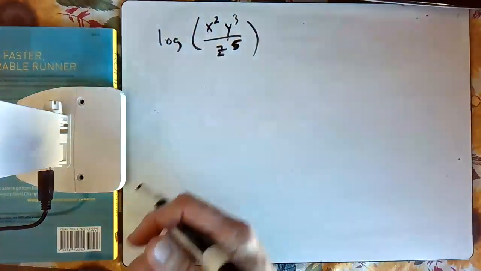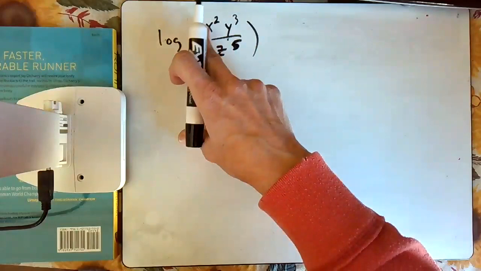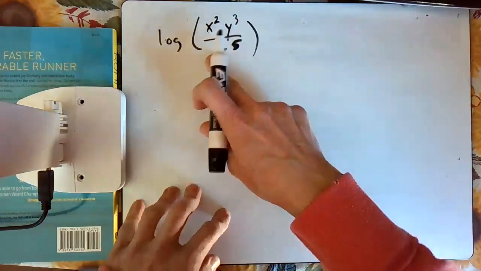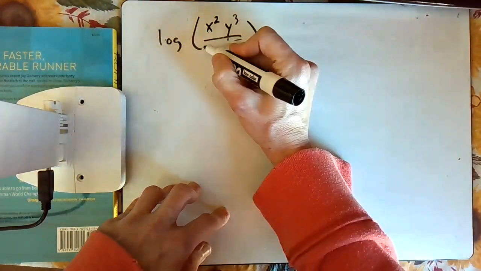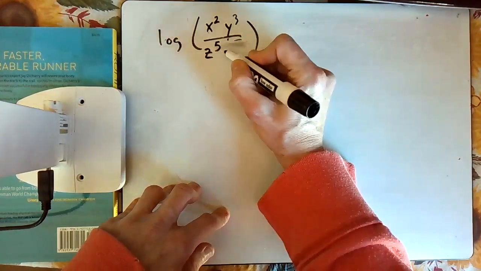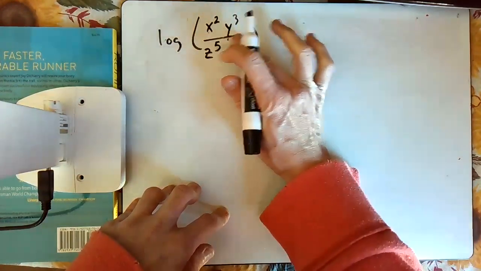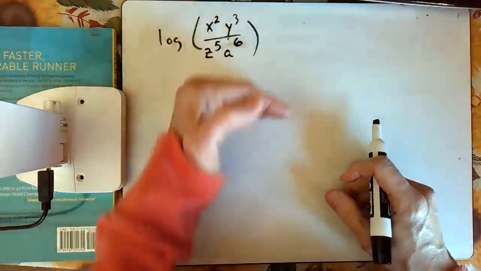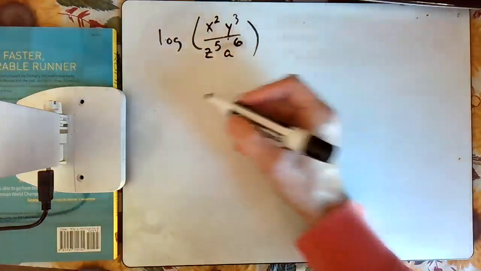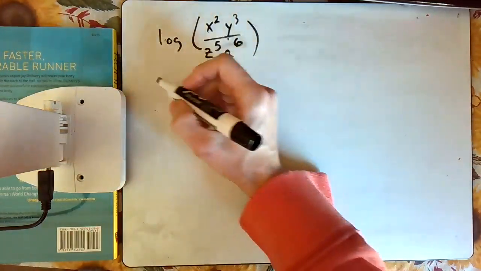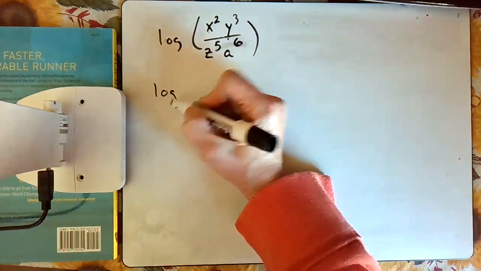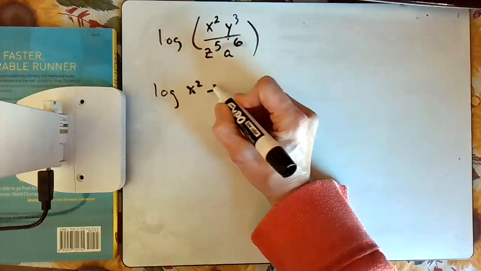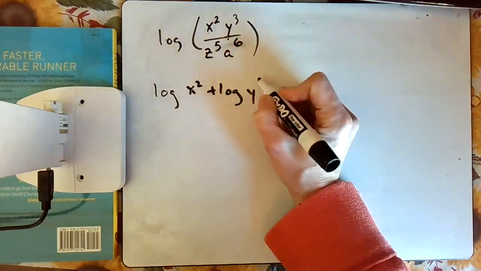What do I mean by that? First, we're going to take care of the numerator, and then we're going to transition to the denominator. Let me add another term in here: z to the 5th, and a to the 6th on the bottom. So we're multiplying 2 things and dividing 2 things. How are we going to expand this? First, we do the numerator, meaning I'm just going to do the product rule expansion first. So log of the top is log of x squared plus log of y cubed.